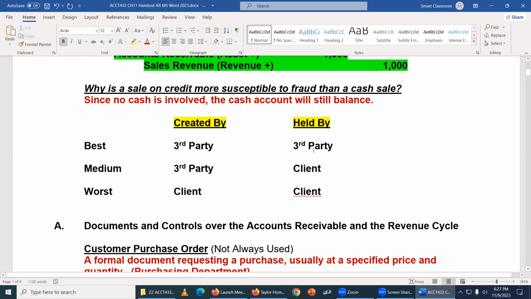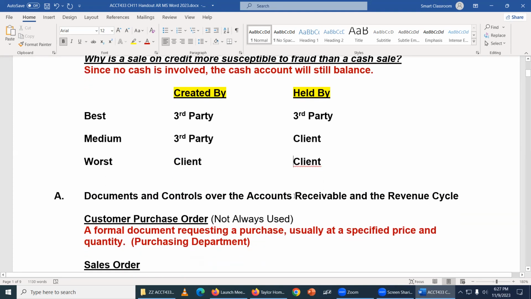Yeah, so the best evidence is created by a third party and held by a third party. Medium, you get the idea. And the documents that the client creates themselves, that's the worst evidence. They have the document, they created it themselves.